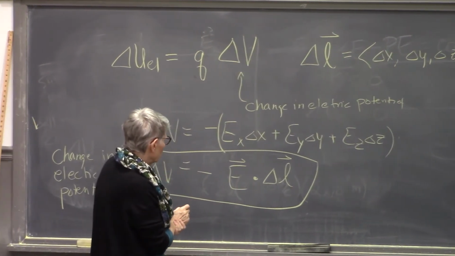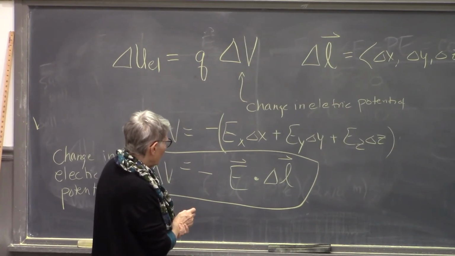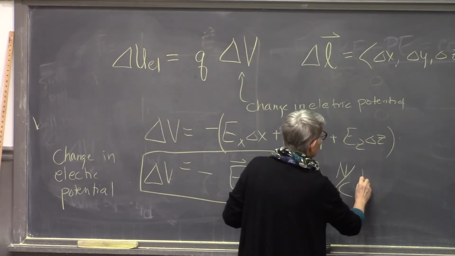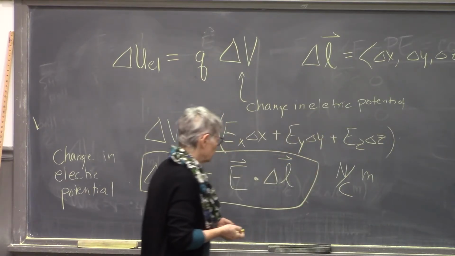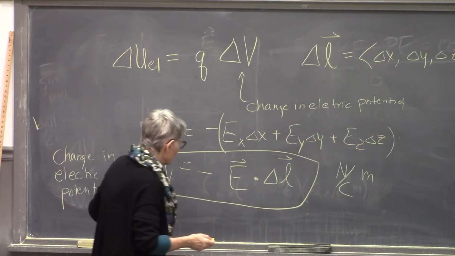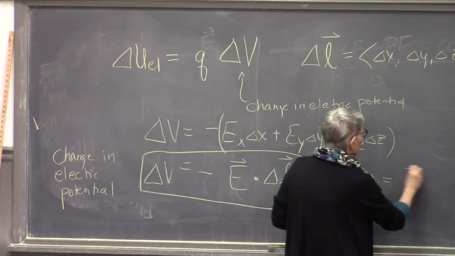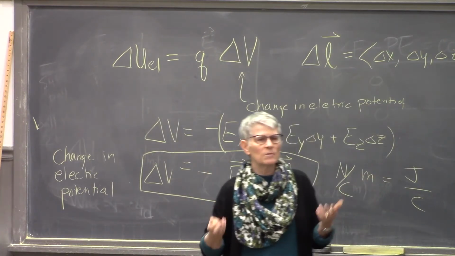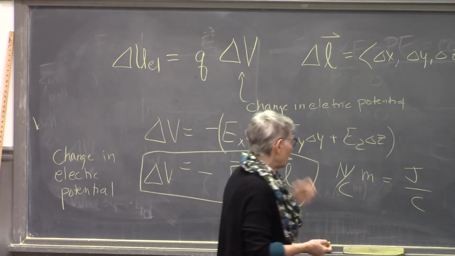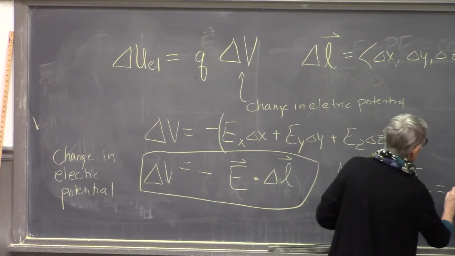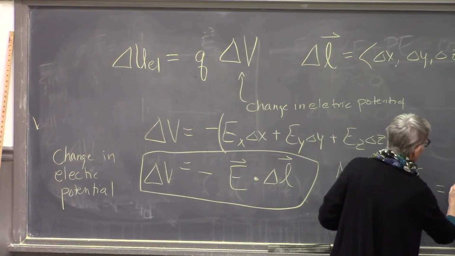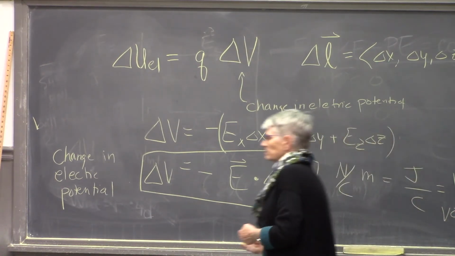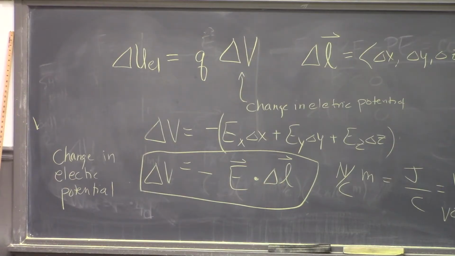Now let's think about units. We have newtons per coulomb times meters. So it must be newton meters per coulomb. That's clearly a joule per coulomb. So it's energy per unit charge. And that has a name. It's called a volt. So 1 volt is 1 joule per coulomb.